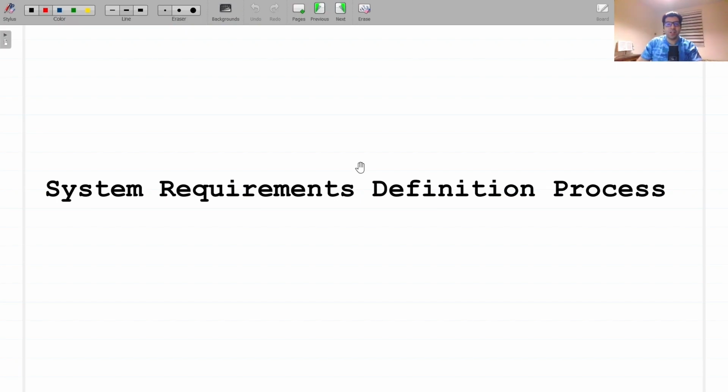In this session, I want to talk about the system requirements definition process. Well, let me invite you to training session number 15, and as always, have a good one.